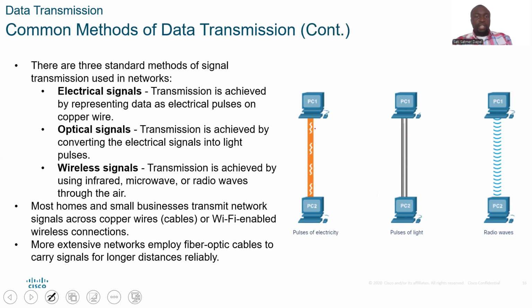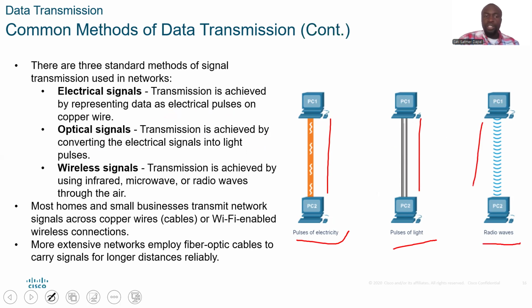All right. Common methods that you can see: pulses of electricity, this is where copper comes in. Pulses of light, this is where fiber optics comes in. Radio waves, this is where wireless comes in. So we said that electrical signal transmission is achieved by representing data as electrical pulses on the copper wire. So the data, which is in the form of zeros and ones, is converted into the way electricity behaves.